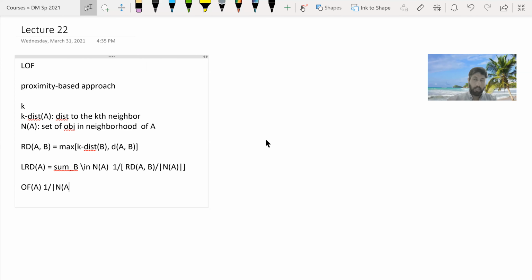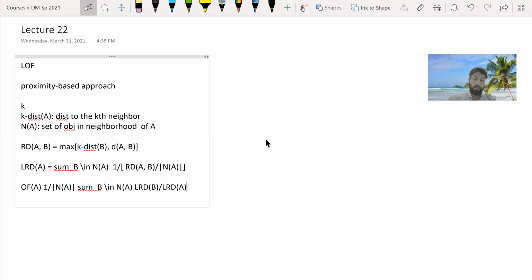N A, which is, of course, the count of objects in the neighborhood, then the same sum over B in N A. And then we have this ratio of LRD of B divided by LRD of A. Okay, so this is a ratio for all objects B in the neighborhood of A. And then, of course, this is a sum. So we normalize the sum by the number of objects B in the neighborhood of A.